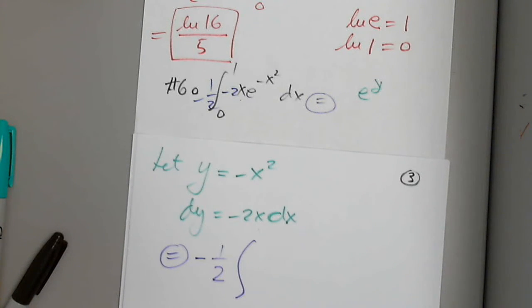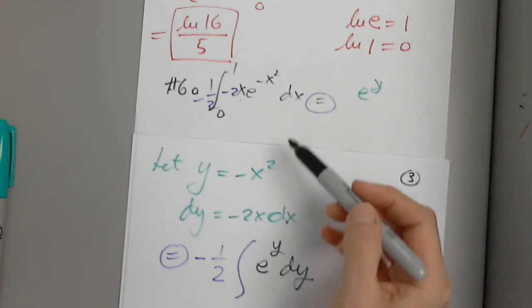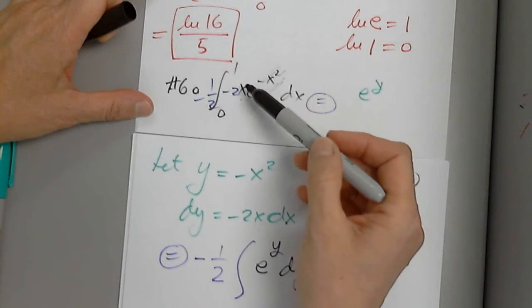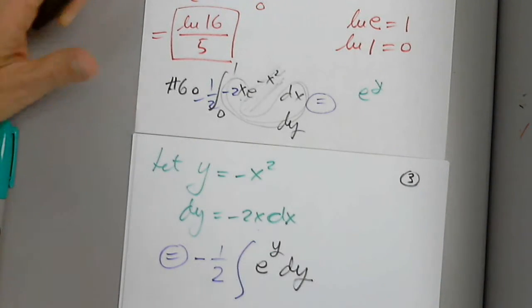The integral from what? I cannot copy the limits of integration. Leave the limits of integration alone for a moment. So just tell me what we have here. e to y dy. This is e to y, and this is dy. Now let's discuss the limits of integration.